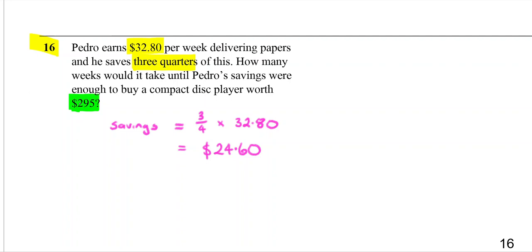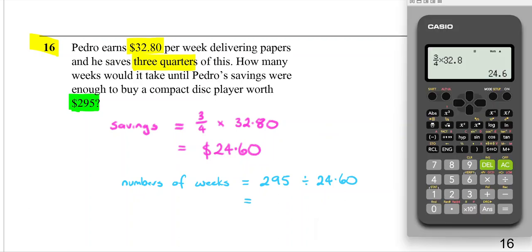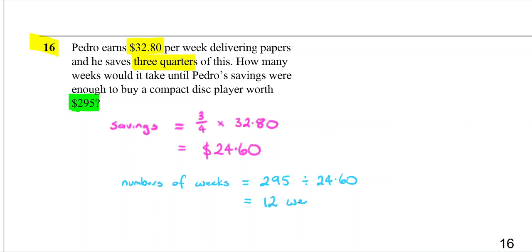So we'll call this the number of weeks, because this is his weekly pay. Number of weeks is going to be equal to, he needs $295. If we divide that by the $24.60 that he gets every week, that will tell me how long it takes. Okay, so I think we'd have to round that up to be 12 weeks, right? So 12 weeks.